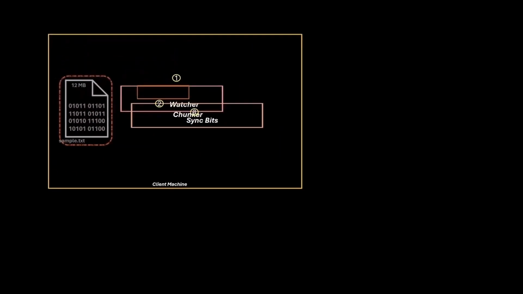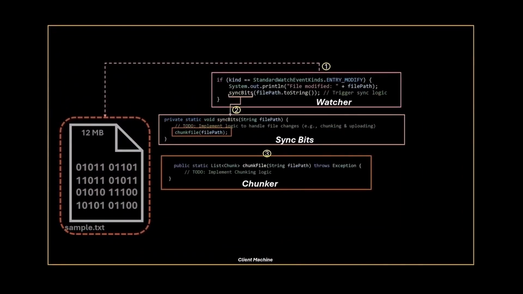So far we have discussed the watcher service calling syncbit service. Now let's understand step 3, where syncbit service is calling chunker service. Once the request is received from watcher service, syncbit service will call the chunker service and pass on the file path where the change has been detected. So chunker service will read that file and split that file into smaller chunks.